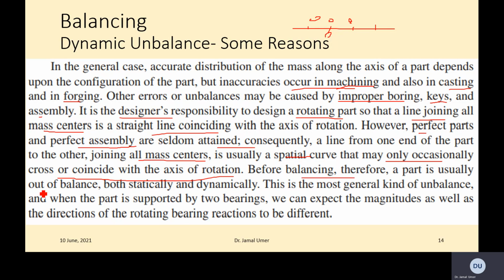Before balancing, usually a part is out of balance both statically and dynamically. This is the most general kind of unbalance, and when the part is supported by two bearings, we can expect the magnitude as well as the direction of the rotating bearing reactions to be different. So we can find the reactions, which will be different. These are some of the reasons, which I have explained quite well in the beginning, why we have the unbalance because of the manufacturing and assembly lines, and we have to correct those basically.